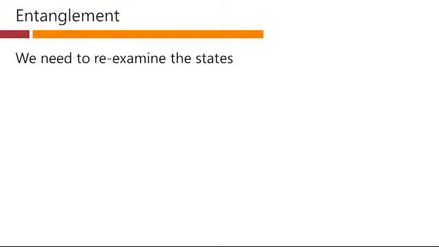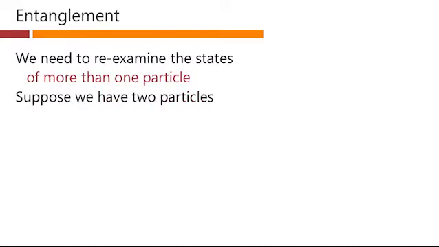Here we're going to look at this concept of entanglement, and we'll start to examine some of its quite bizarre consequences. We need to re-examine the states of more than one particle. Suppose we have two particles. For example, that could be two photons. So here they are.